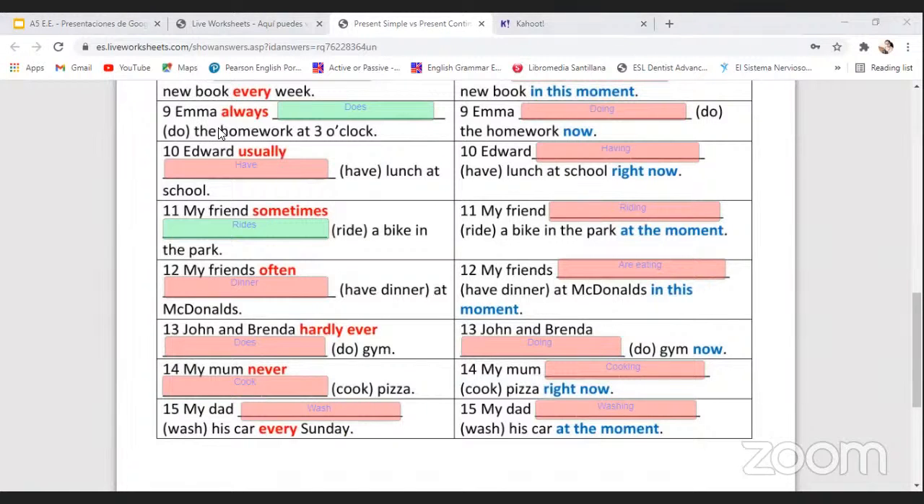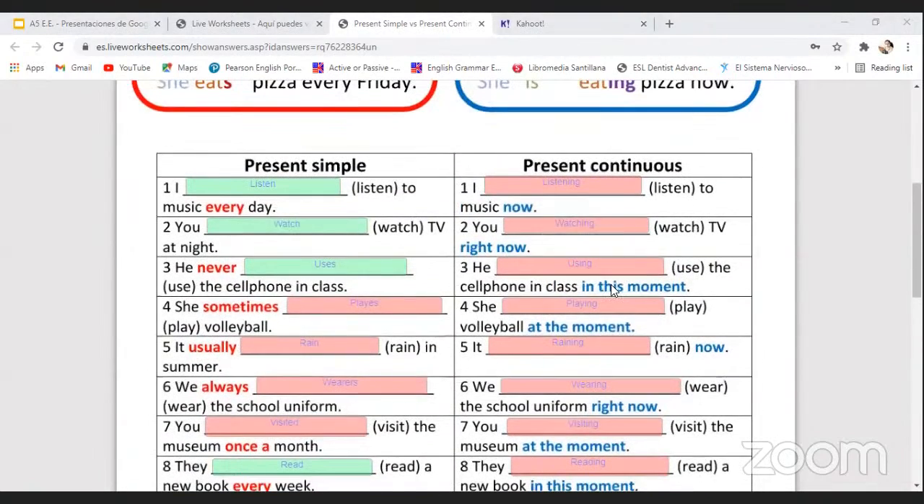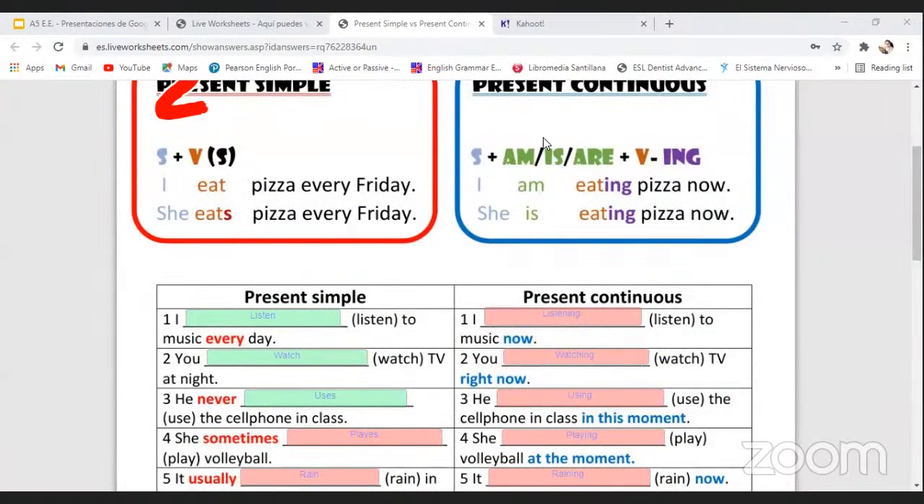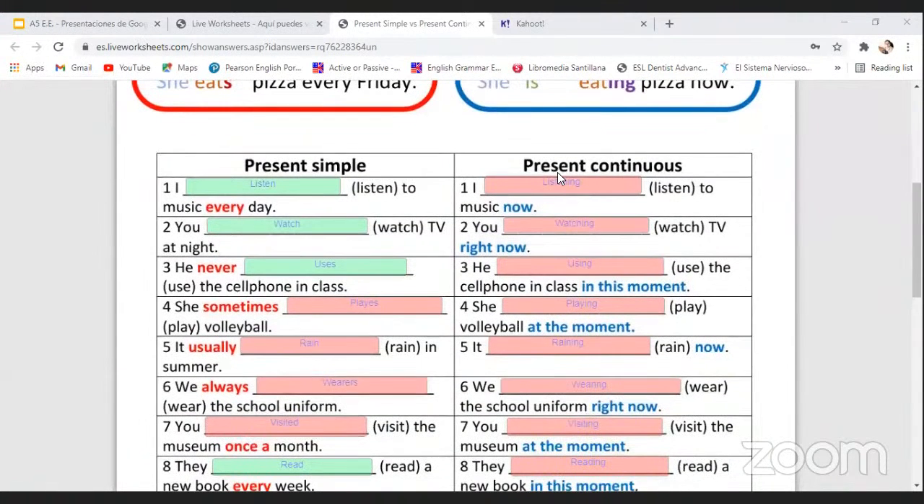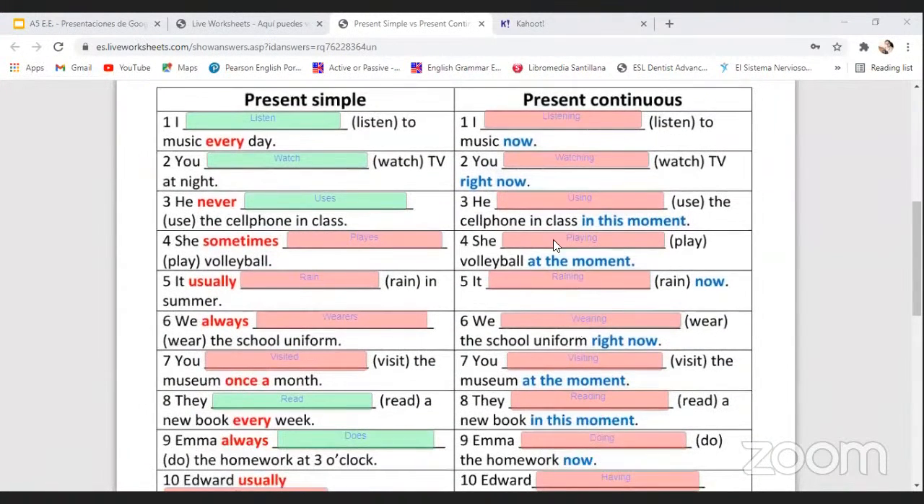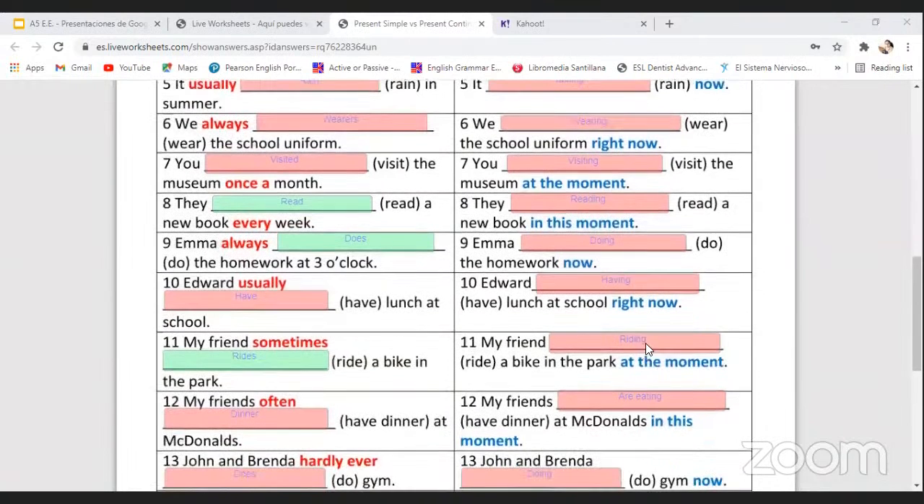Okay. And the only thing you were missing here, as I see your sentences, is the use of the verb to be. Yes. I am, is, are. Listening. You are watching. Everything is just correct. I noticed that. Yes, he is using. So everything is correct. Wearing, visiting, raining, reading, doing, having, riding.